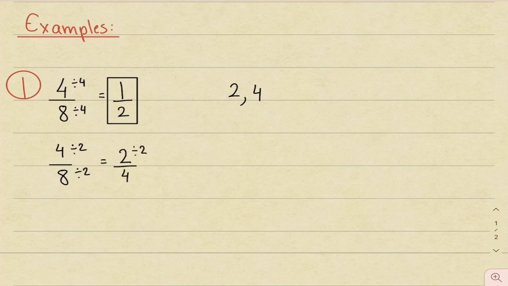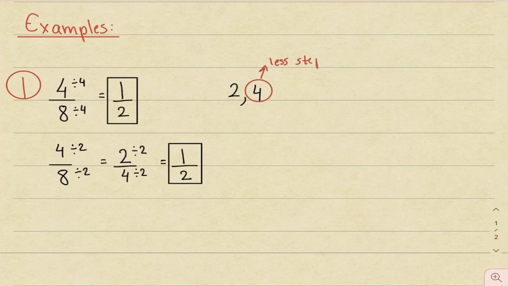We have to divide by 2 top and bottom. 2 divided by 2 is 1, and 4 divided by 2 is 2. So again, there's no escape from the correct answer. If you choose 4 or if you choose 2, you're still going to get the same answer. But if you choose 4, you're going to do less steps, right? And if you choose 2, you're going to end up doing more steps.